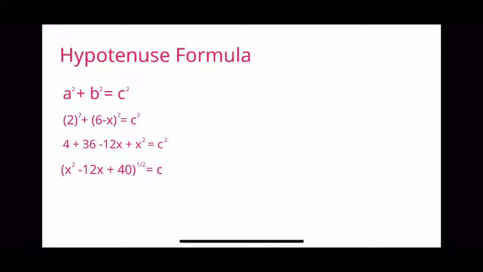From the hypotenuse formula of a squared plus b squared equals c squared, we manipulated it by plugging in 2 miles as a and 6 minus x as b, squaring both and setting it equal to the distance between the island and Q as c squared. From that, we got 4 plus 36 minus 12x plus x squared, which equals c squared. From that, we got x squared minus 12x plus 40 equals c squared. And then finally, the square root of x squared minus 12x plus 40 equals c, the distance between the island and point Q.